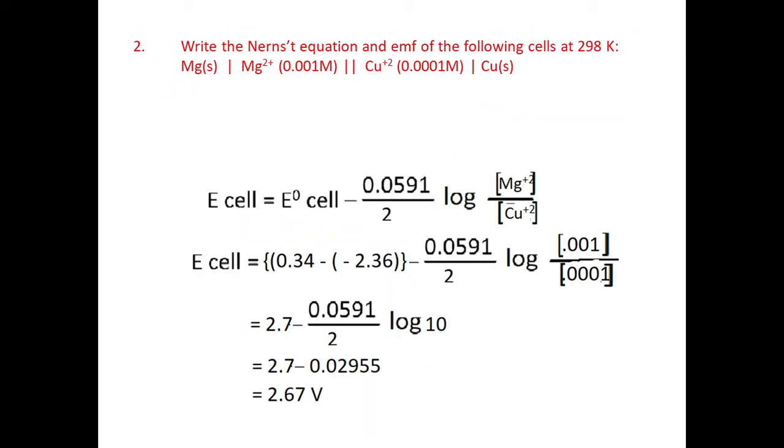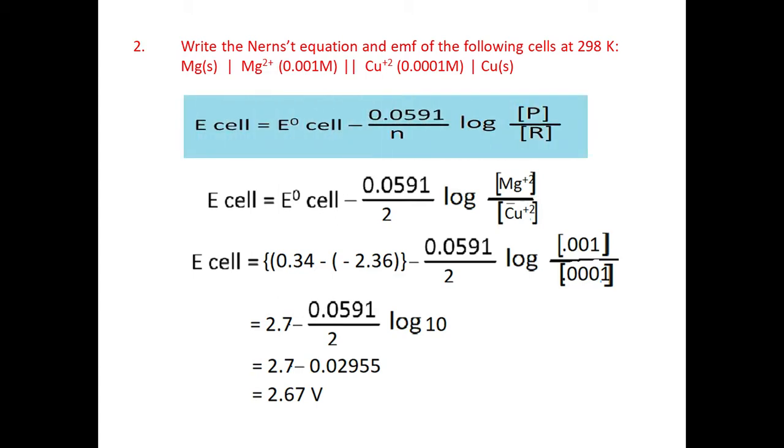Come to the next, the question which is purely based on the Nernst equation. So what about the Nernst equation? This is your basic formula for the Nernst equation, shown in a blue caption. You can see here, E cell is equal to E naught cell minus 0.0591 divided by n log product concentration upon reactant concentration.